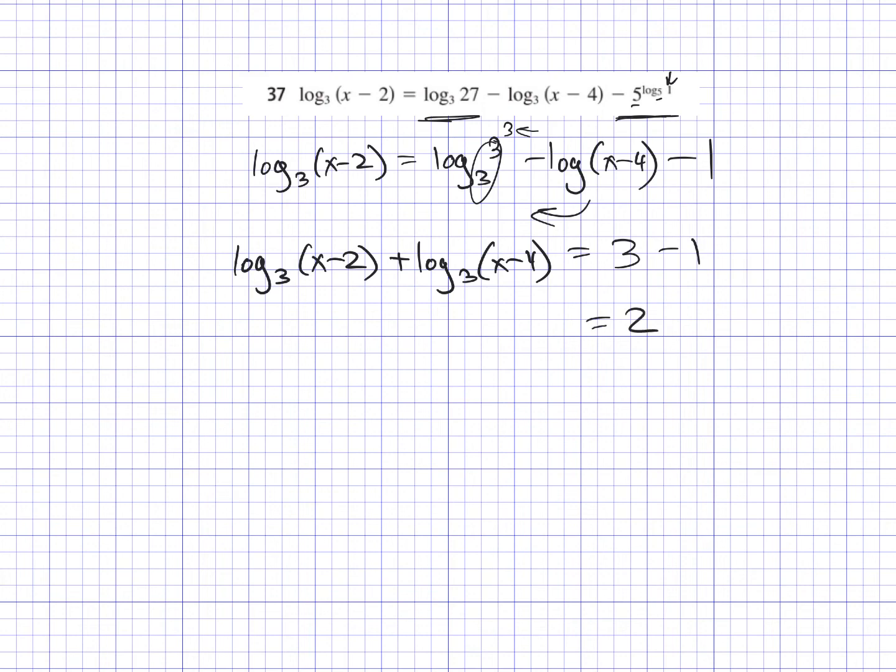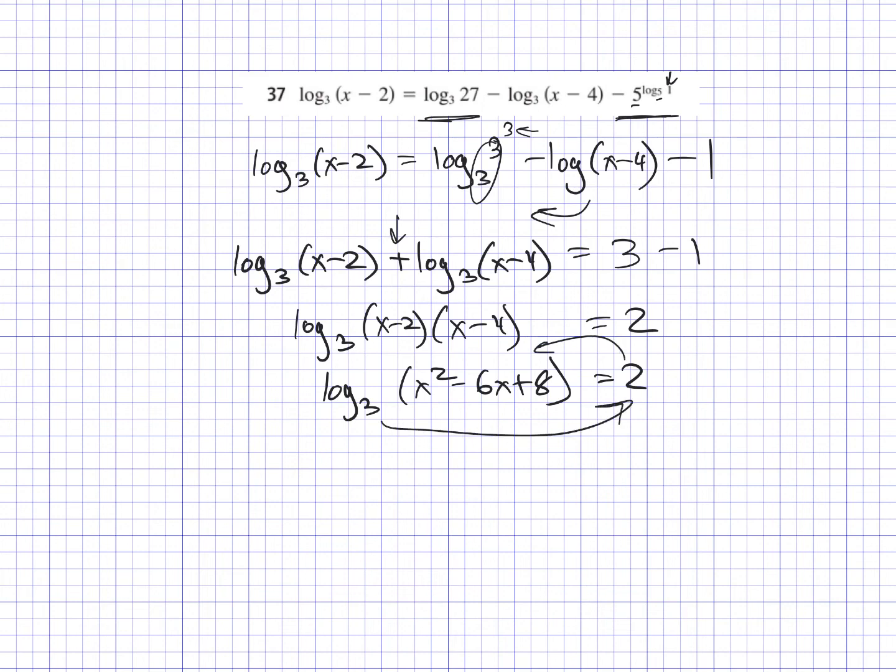Now on the left side, the plus sign means multiplication. So log base 3 of x minus 2 and x minus 4. Multiply that together. You get log base 3 of x squared minus 6x plus 8. And now we convert it to exponential. So that's x squared minus 6x plus 8 is 3 squared, which is 9. So subtract 9 to the left, and it's x squared minus 6x minus 1 equals 0.